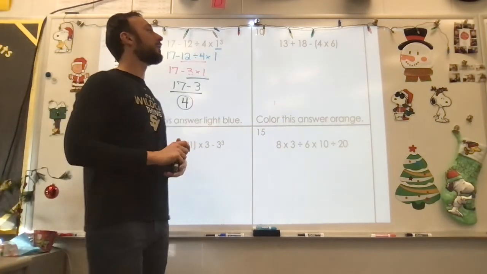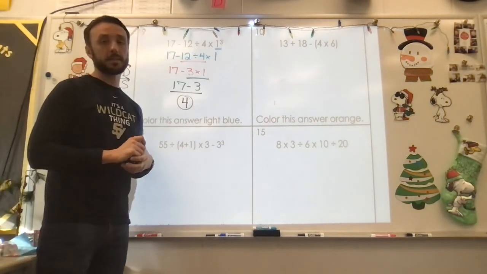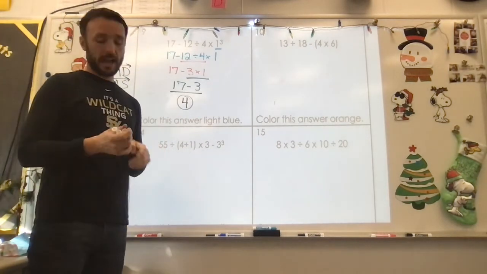Let's look at the next one. 13 plus 8 minus the quantity of 4 times 6. Do I have parentheses? Yes, so I have to do what's inside there first.